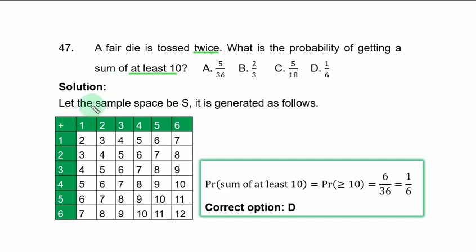Because we are interested in the sum, if you take the first side, you add to all the other side, you have 2 to 7. You take 2 as well, you add, you have 3 to 8. You take 3 and you add to the other side, you have 4 to 9, and so on. Sum of at least 10 means 10 and above. That is from here like this, 10 and above. When you count there, you have 6 sums that are at least 10 over total element in the sample space, that is 36. So you have 6 over 36 as the required probability, which reduces to 1 over 6. D is the correct option.